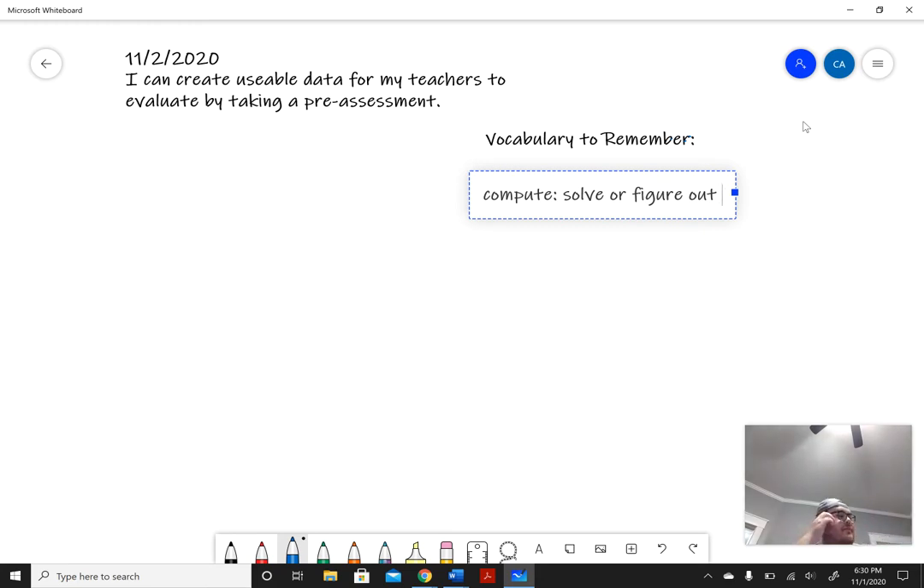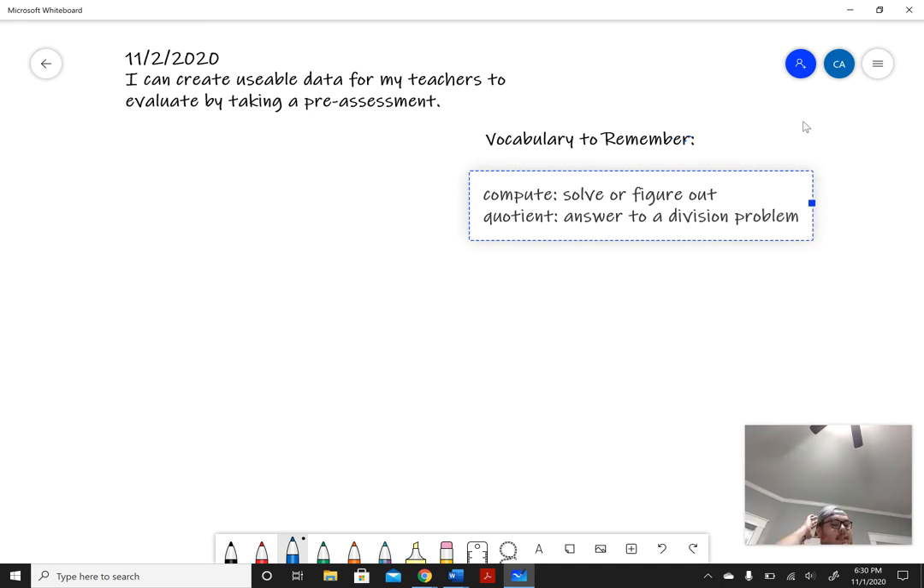Anyway, second word that you're going to see is quotient. Quotient, which is a word that we have used before and talked about before, is simply the answer to a division problem. Okay? A quotient is the answer to a division problem.